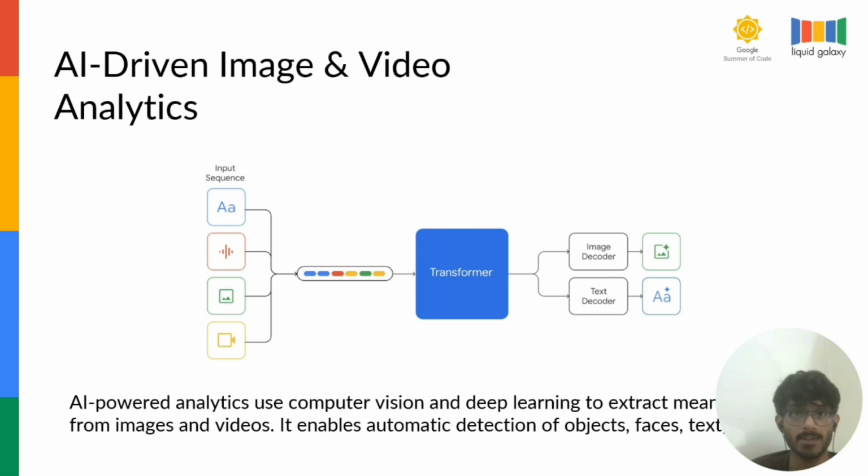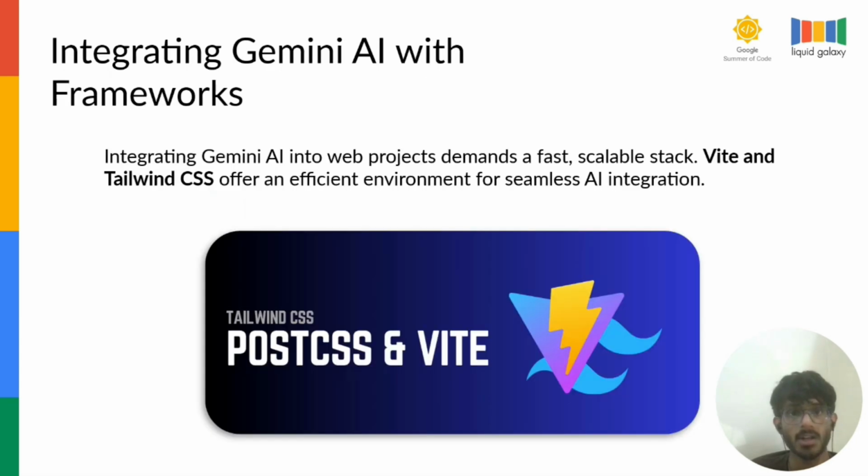In the next slide, we will explore how to integrate these AI capabilities in our web projects. First, we have Vite, a fast build tool designed for modern front-end development with its instant HMR, hot module replacement, and optimized bundling. It makes integrating AI-powered features like real-time search, chatbots, and recommendation systems effortless. Plus, lazy loading ensures Gemini AI processes only where needed, keeping performance at its peak.